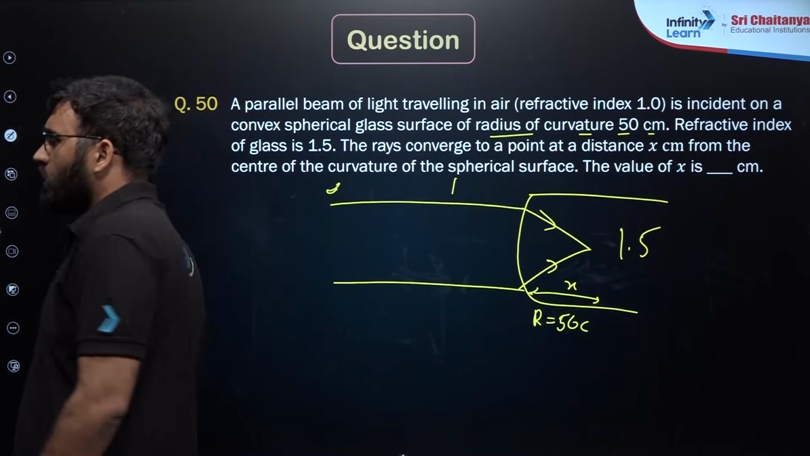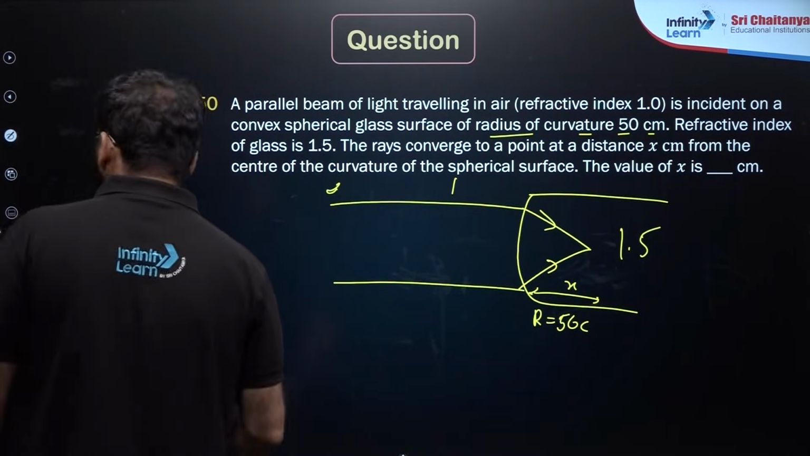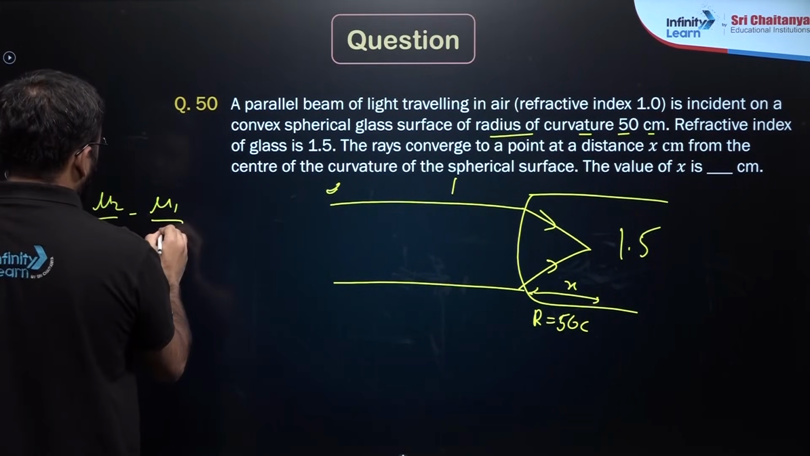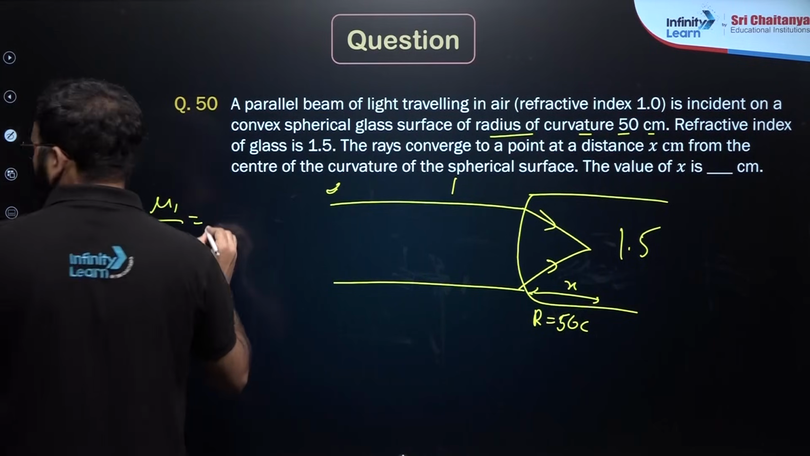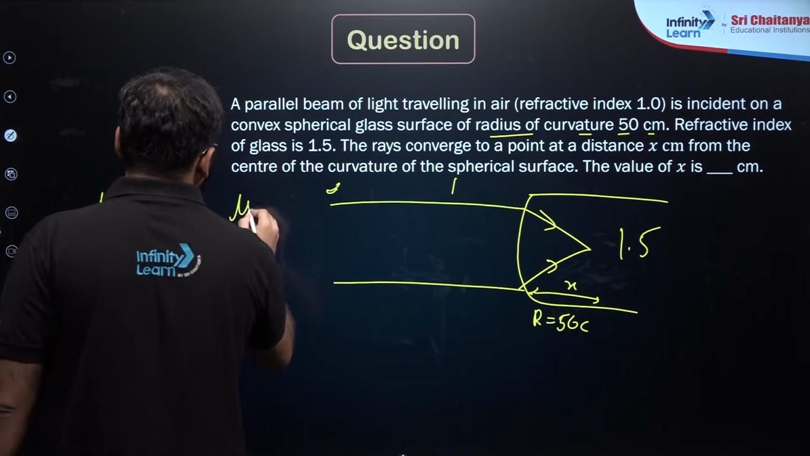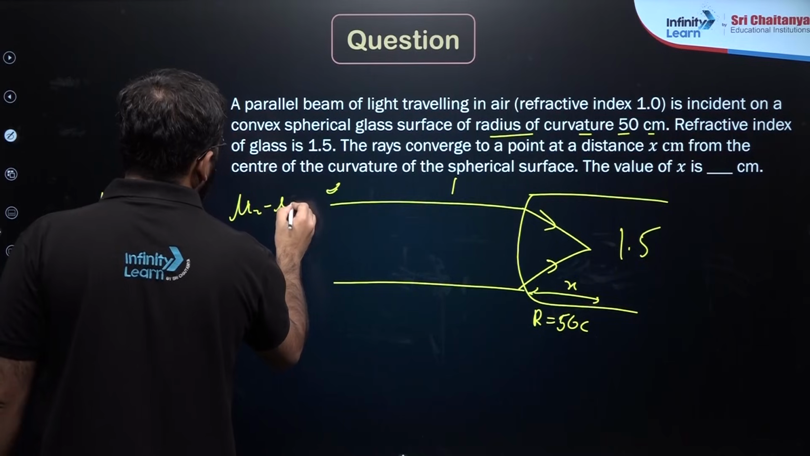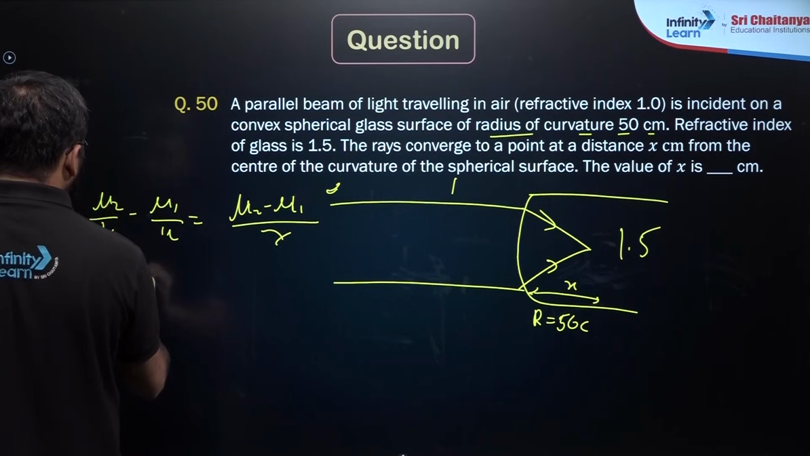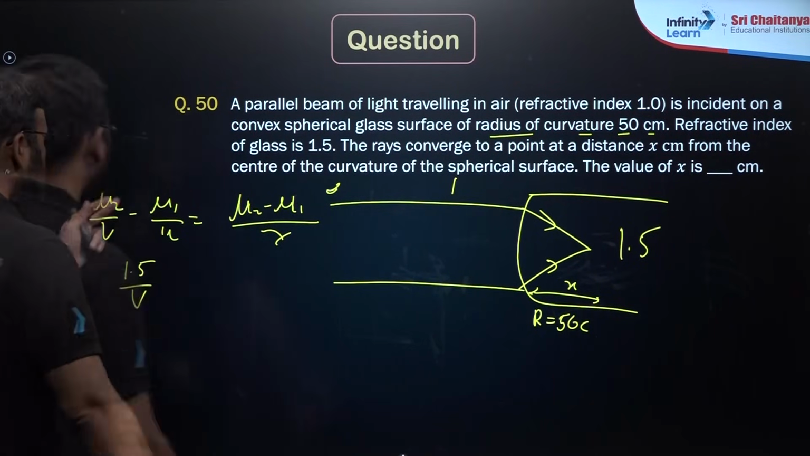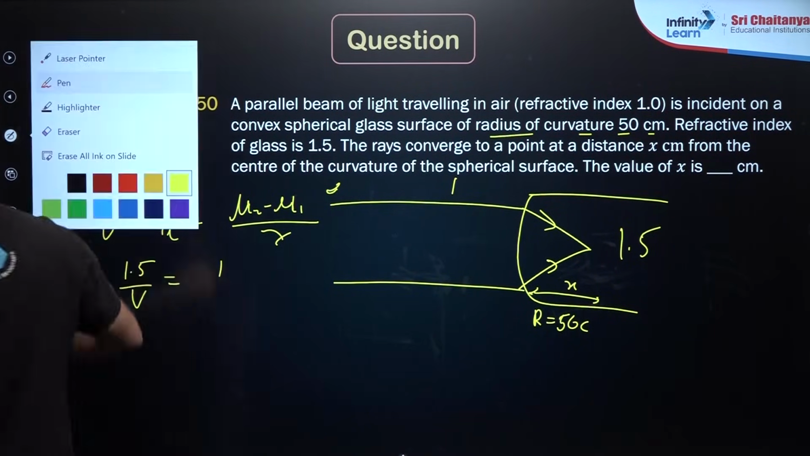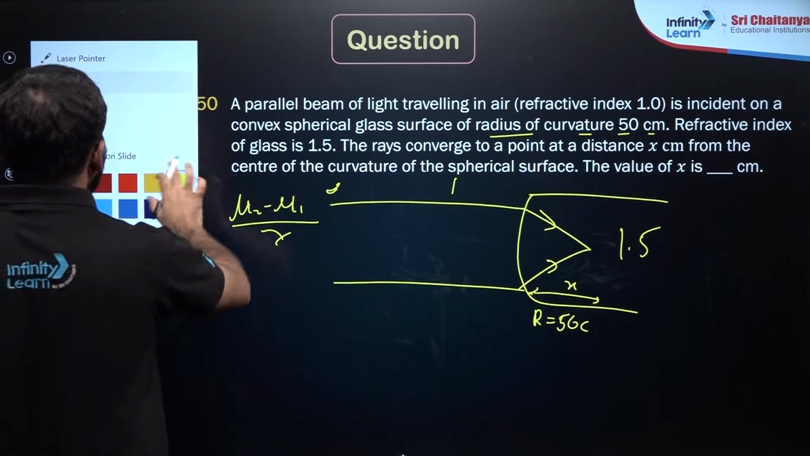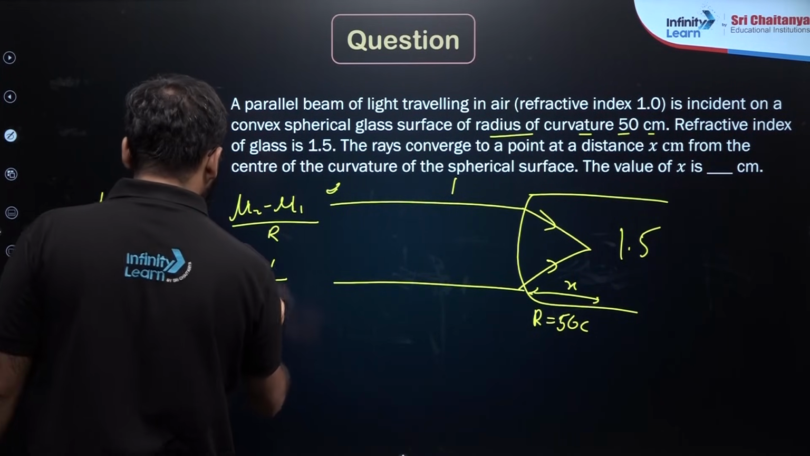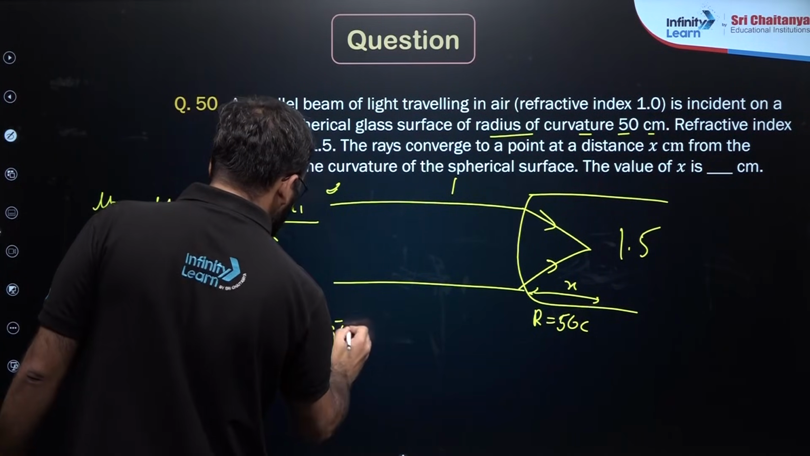So beta, just use the lens maker formula for a spherical surface: mu2 upon v minus mu1 upon u equals mu2 minus mu1 upon r. It is coming from infinity, so mu2 is 1.5 divided by v equals 1.5 minus 1 upon r. Okay beta, r is my 50, so 1.5 minus 1 divided by 50, so the v value you can get equals 150.